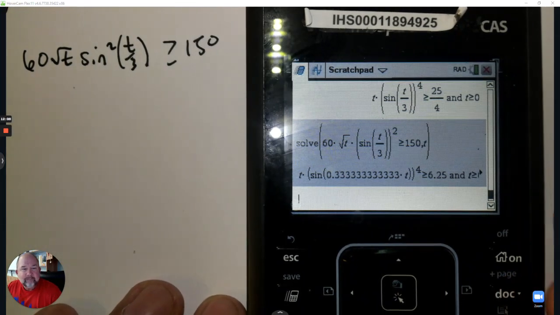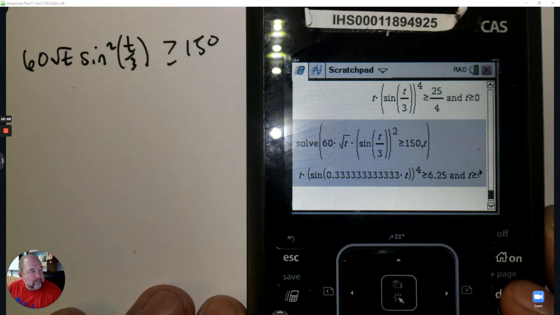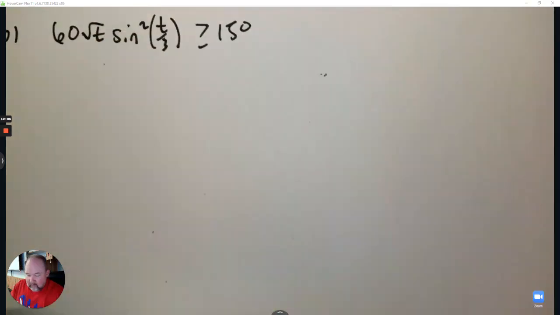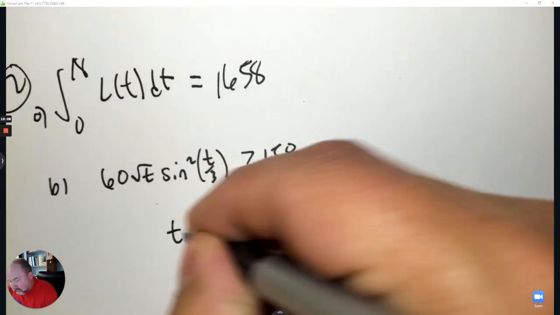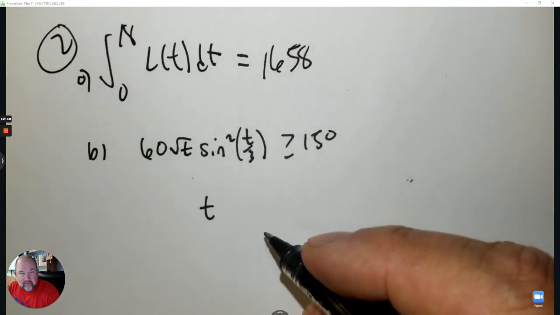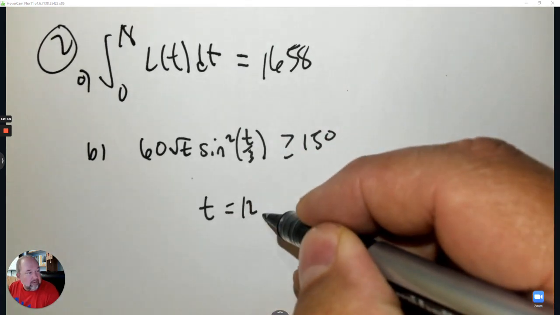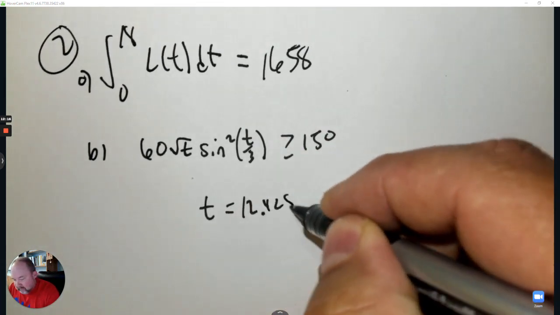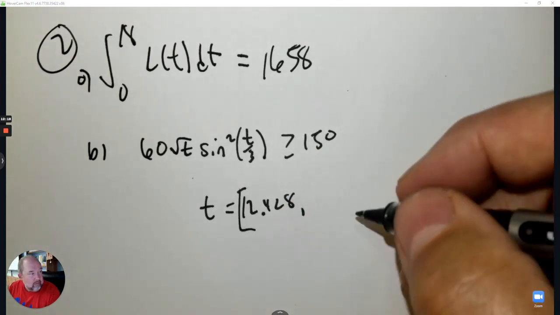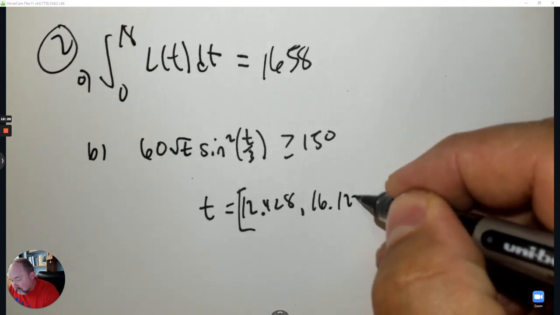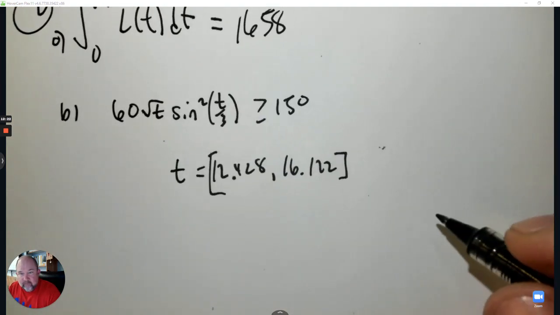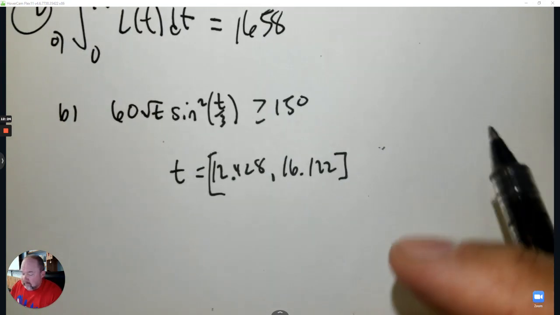So you have to solve it. I'm going to let it go. What silly calculator skills. If you do solve this with your calculator, the two answers, it's from 12.428 to 16.122. We could also graph it and see where it's above 150.